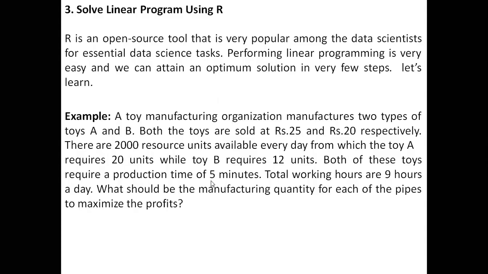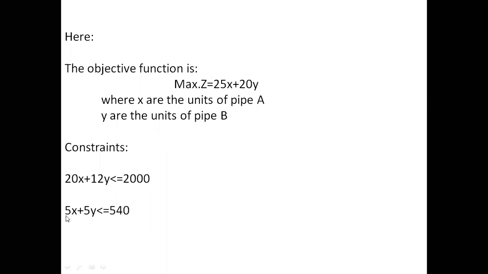So here 5 minutes for X, that is type A, and 5 for type B, and less than or equal to 9 hours of production time entirely. So 60 minutes per hour, 9 sixes are 54. Hence overall 540 minutes, and this is considered the second constraint. So the first one is a production unit constraint. The second one is a time factor constraint.